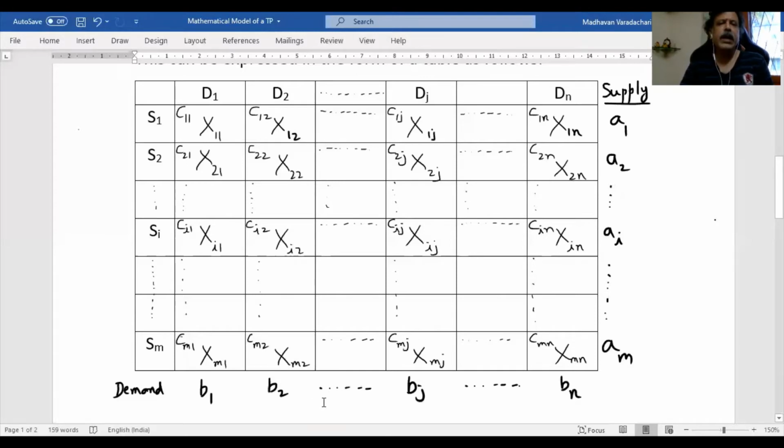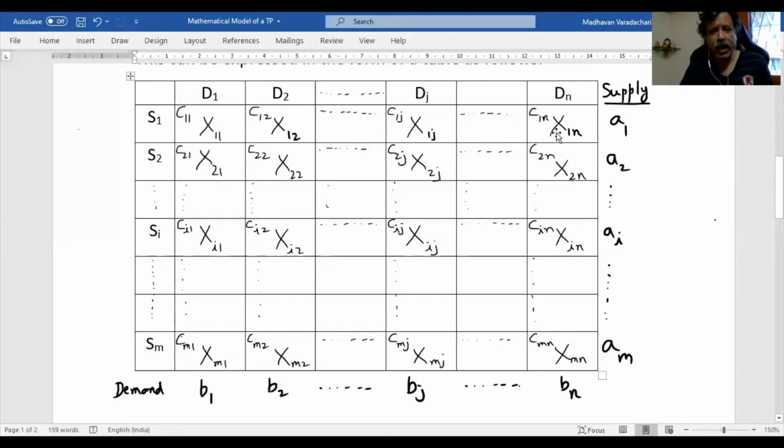Our objective in any transportation problem is to minimize the total cost. How do we calculate total cost? We multiply each unit cost with the allocation. For example, C11 into X11. Then we add C11 into X11 plus C12 into X12 plus and so on.